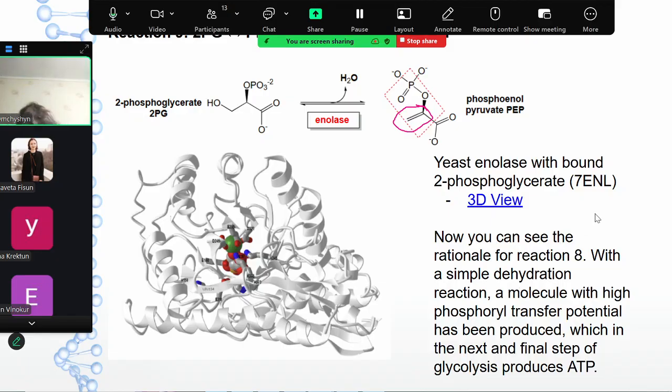So now you see why we had the previous reaction. With a simple dehydration reaction, a molecule with high phosphoryl transfer potential has been produced, which is the next and the final step of glycolysis.